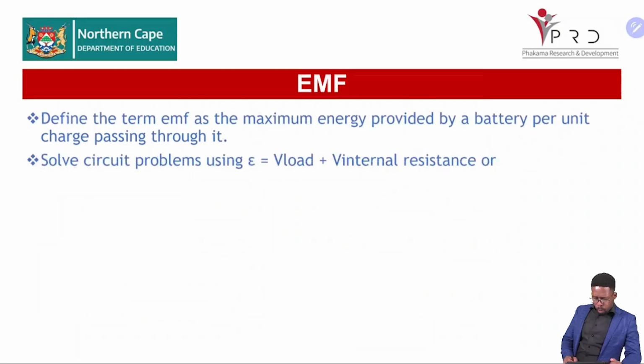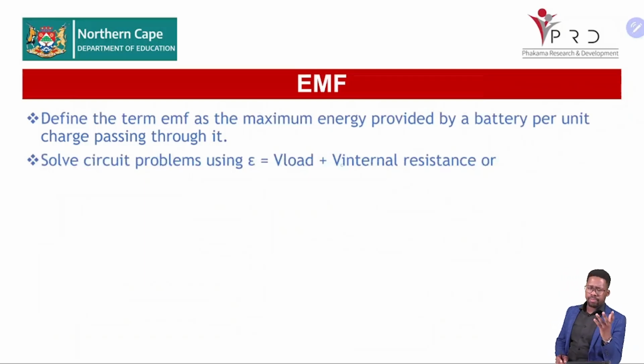So you can solve problems using EMF is equal to V load plus V internal. That is why the units are volts. It's V plus V. So what is this V load? It is the external potential difference. It is the terminal potential difference.